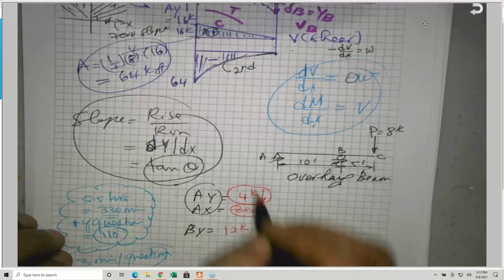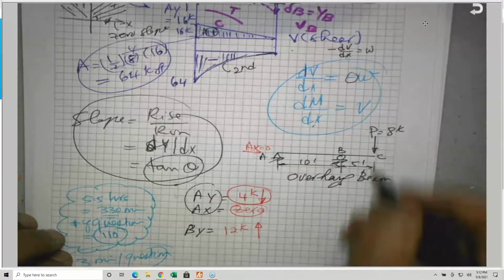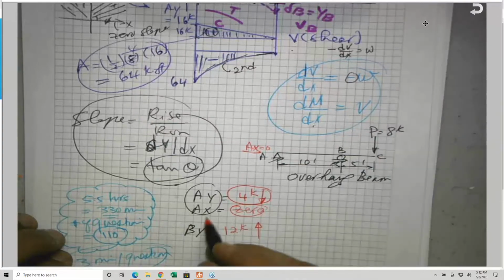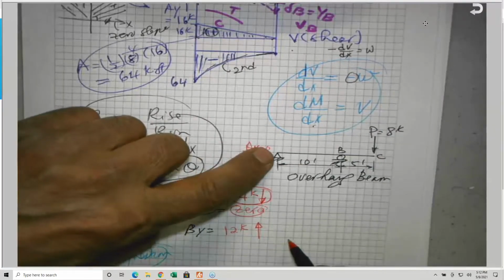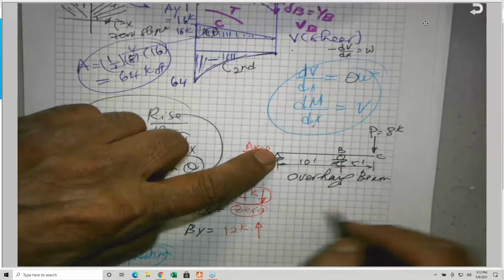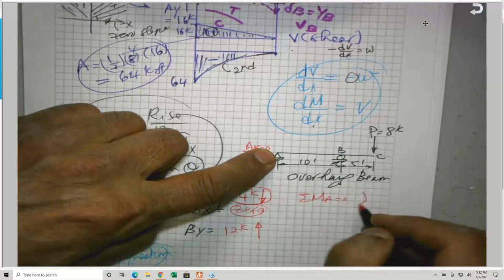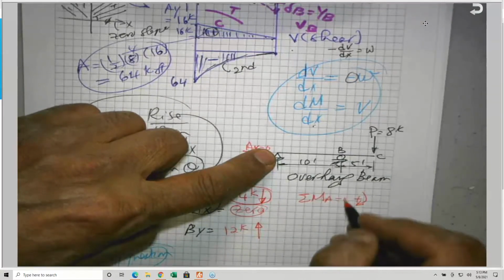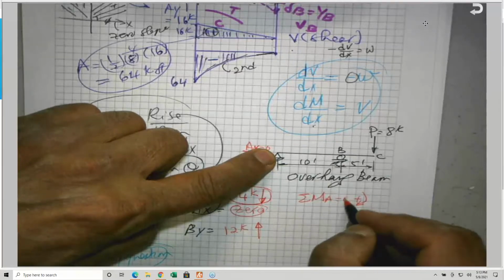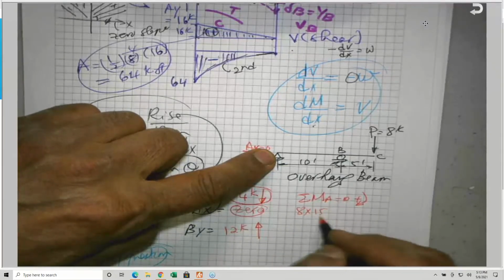Okay, A sub x obviously by inspection is equal 0. This load is acting down. So in order to find either reaction A sub y or B sub y, I can sum moment about A to get B sub y. So if I sigma moment about A equals 0 and the clockwise is positive, it is up to you, by the way. You can say counterclockwise is positive. So it is 8 times 15.